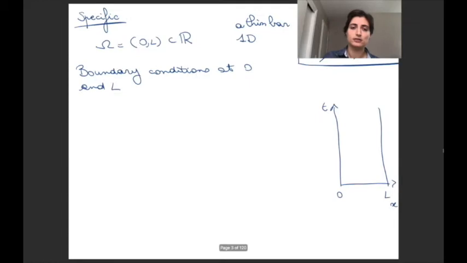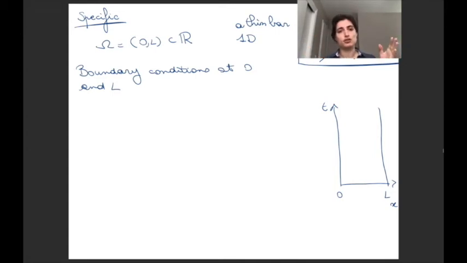So let's go into a specific heat equation. We take our domain, omega, to be the interval from 0 to L. So it's a subset of R. You can imagine this being a thin bar of something, and you want to measure the temperature every single point on that thin bar has over time. It's a one-dimensional problem because omega is 1D.